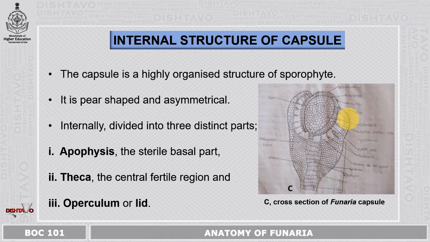Students, now we will study the internal structure of capsule. The capsule is a highly organized structure of the sporophyte. If you see the diagram, the cross section of Funaria capsule, it is pear-shaped and asymmetrical. Internally, it is divided into three distinct parts. The first part, the sterile basal part, is the apophysis. The central fertile region is the theca region, and on top you have the operculum, also known as lid.